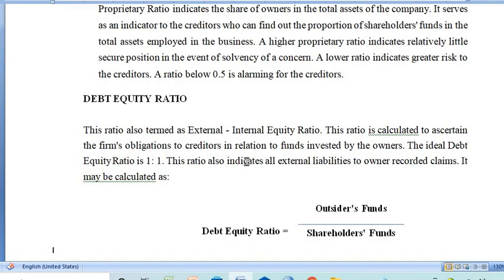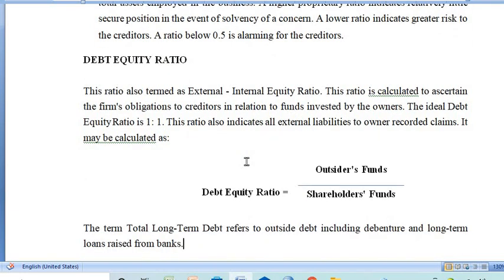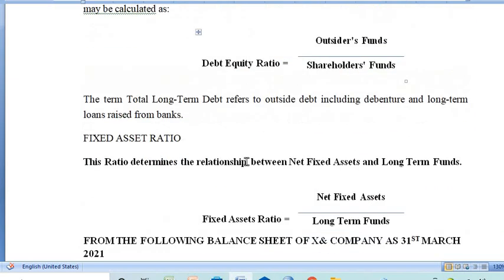The next one we are going to compute is the debt equity ratio. In this ratio, we find the relationship between the external liability and the internal liability, or long-term debt with the internal liability. What is the debt we have, and what is the internal liability we have, and how is the business going to pay off these two liabilities? For that, we find the relationship that is called the debt equity ratio.